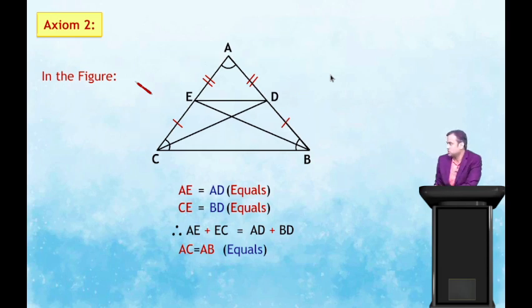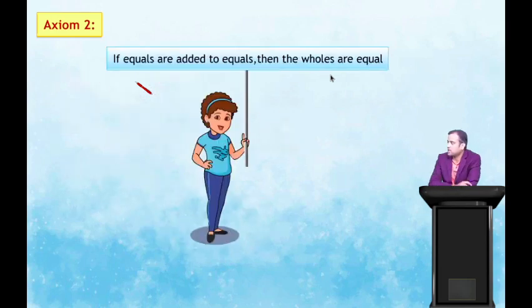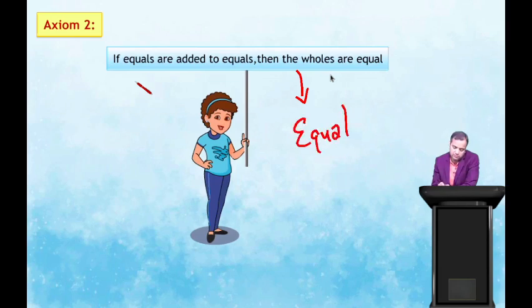So this is another axiom. If equals are added to equals, then the wholes are equal, and it can be applied on other branches of mathematics, not only on the geometry. If equals are added to the equals, then the wholes are equal. So I think you know about this axiom when you solve the equations, linear equations. So to solve the equations we use this axiom, axiom 2.